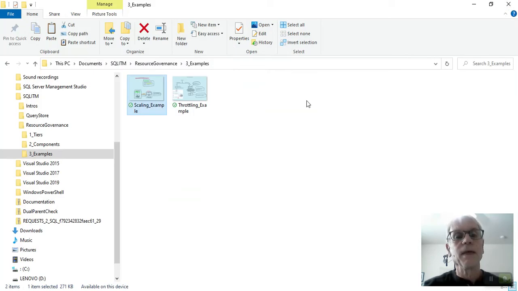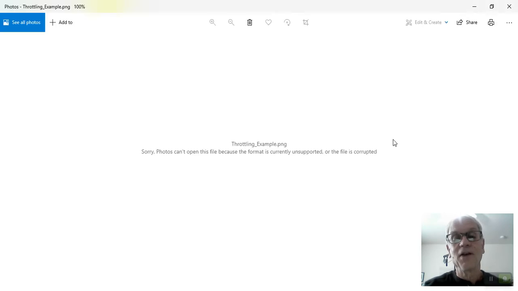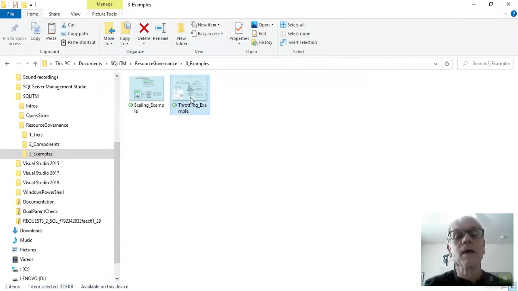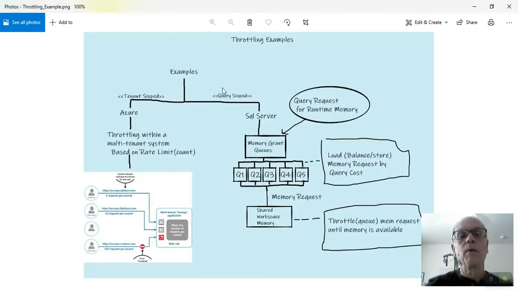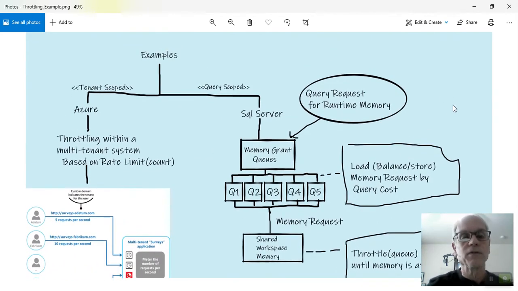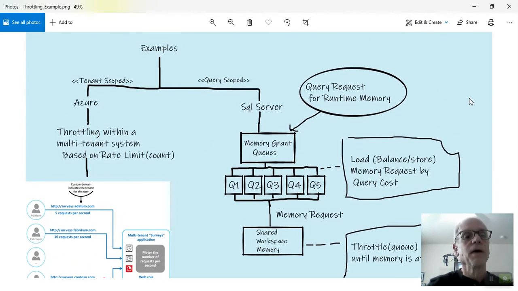The next one is the throttling. Throttling is essentially where we will hold back the request. We won't grow a brand new VM. We will just hold back the request. I have two examples here.